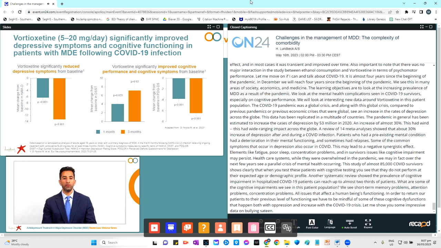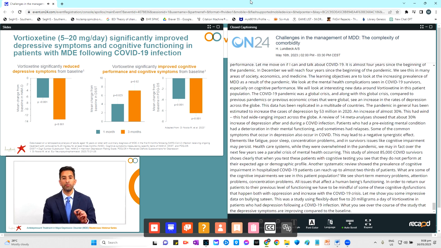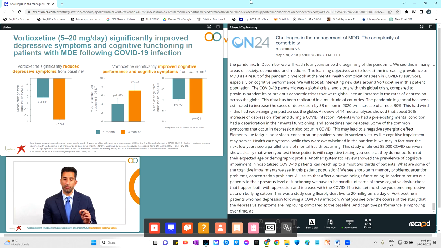So this was a study using flexibly dosed 5 to 20 milligrams a day of vortioxetine in patients who have a depression following a COVID-19 infection. And what you see over the course of the study is that the depressive symptoms are improving compared to the baseline, and cognitive performance is improving over time, as measured by the DSST, which Dr. Ismail spoke about earlier, but also when it comes to the patient's perception of their own cognitive impairment as measured by the PDQ.